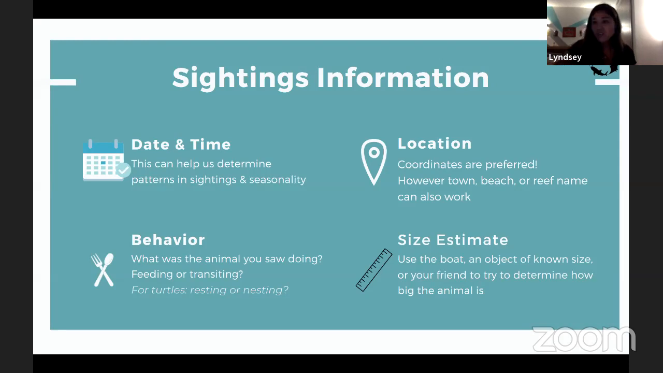So you can use your friend who's diving next to you or a boat, for example, in order to try to determine how big it was. If you're not able to accurately guess, that's totally fine, but it's just helpful for us to know.